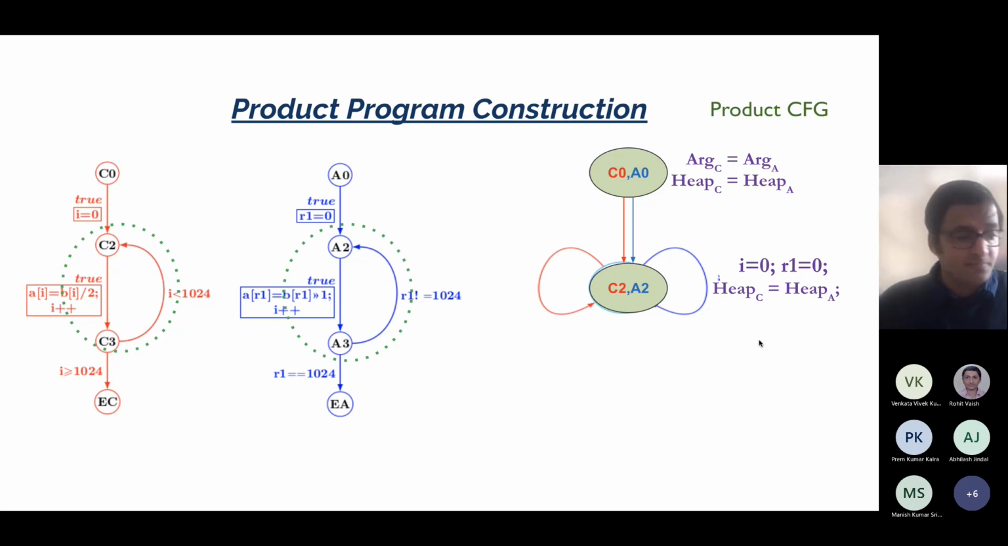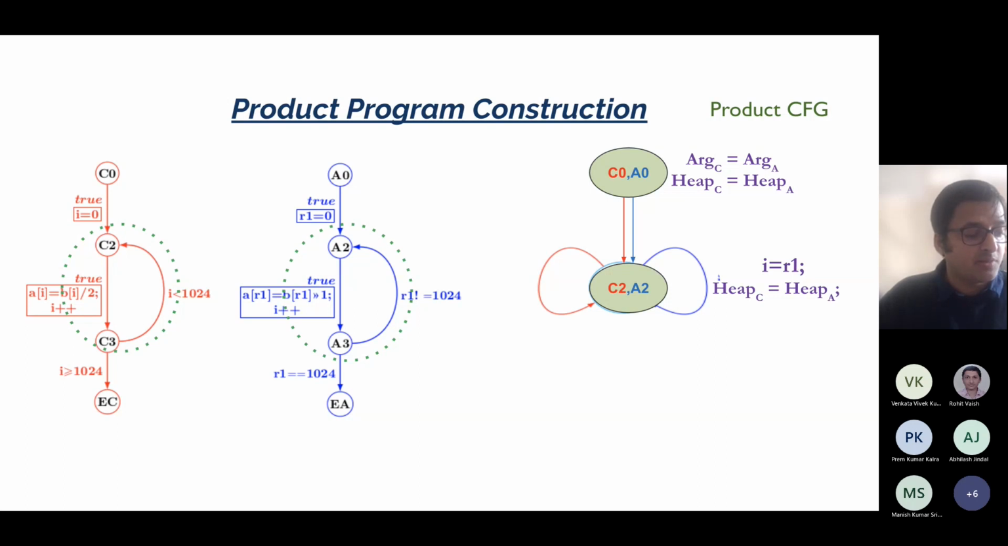Notice that it is no longer true that I will always be 0 at C2, A2, or R1 will always be 0, because now more paths have been added to the program. After an execution of the loop body, I may have incremented, and similarly R1 may have incremented. However, we can infer that even though both I and R1 are not 0, they're always equal in this product program. Note, this is what we mean when we say that the states of the two programs must remain related in the product program while identifying correlations of the paths of the two programs. Here, I is related to R1 in the product program.